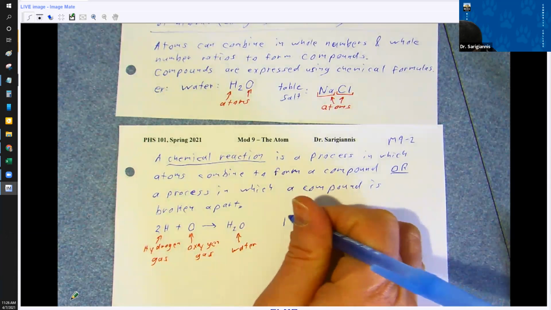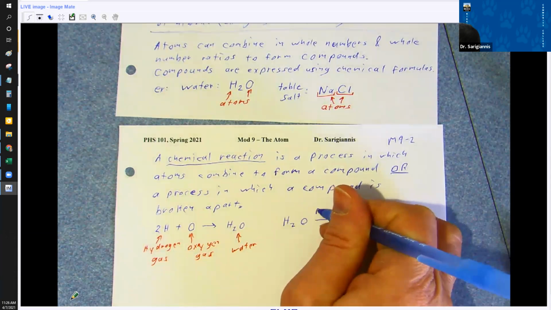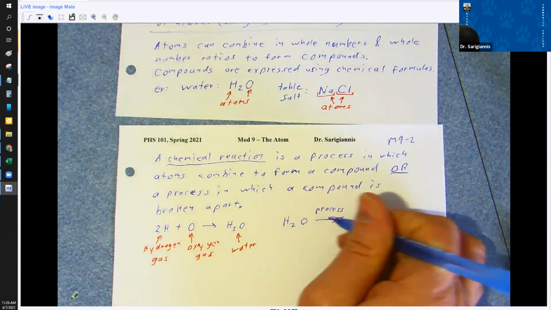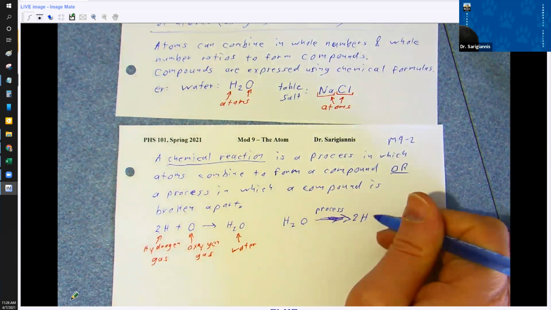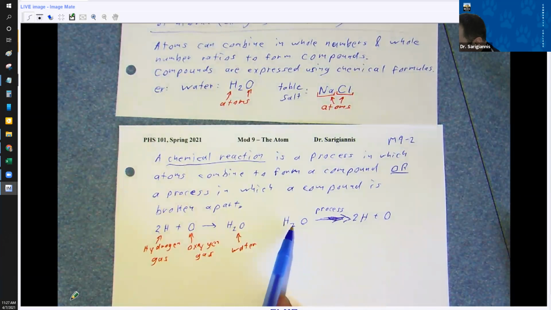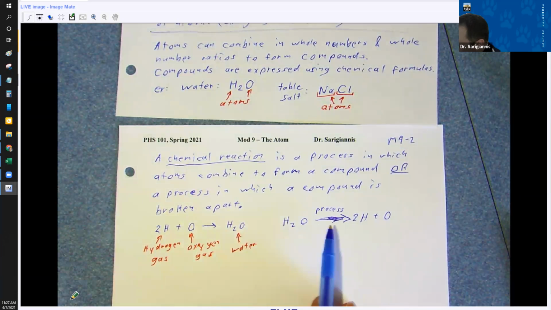You could take H2O and break it down by some process here, and break it into 2 hydrogen plus 1 oxygen. And this process could be electrochemical, but it's some kind of chemical reaction that's allowing you to either take atoms and combine them to form a compound, or take a compound and break it down.